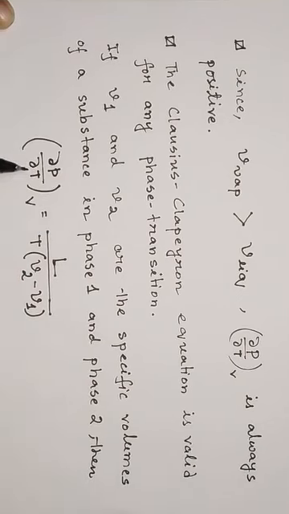Then del P del T equals L by T into V2 minus V1. So this relation of the Clausius-Clapeyron equation is applicable for any phase transition, where V2 is the specific volume of phase 2 and V1 is the specific volume of phase 1.